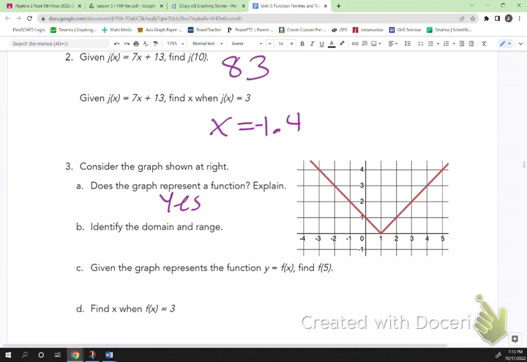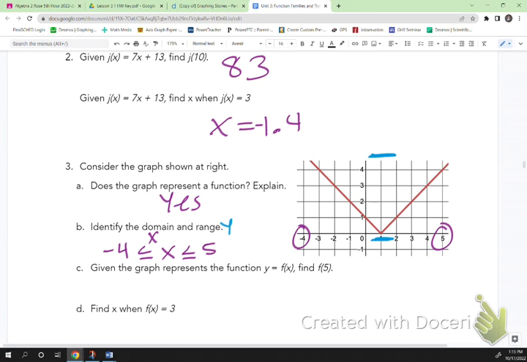So I like to look at the graph like this. For domain, it's x. So I'm going to look left to right. My smallest value on the left is -4. My largest value on the right is 5. For my range, it's my y. And I like to look up and down.